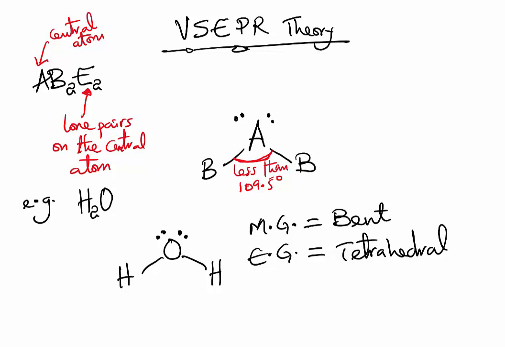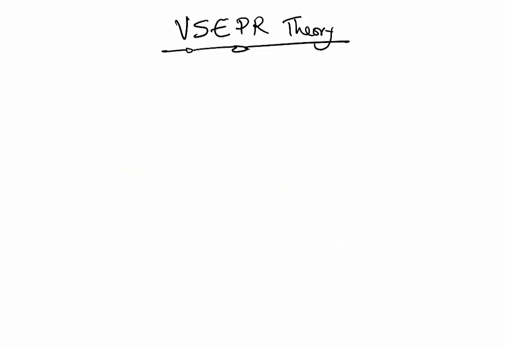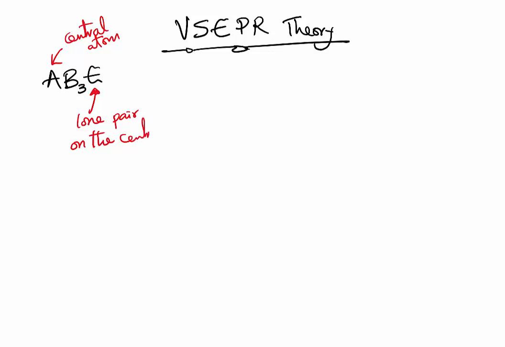Let us now take a look at another type of molecule that will have lone pairs on the central atom. Let us take a look at AB3E-type molecule. Again, A is representing the central atom, while E is representing the lone pair on the central atom, while the B's are the outer atoms. Before we draw what the molecule would look like, let us take a look at the model of AB3E-type molecule.